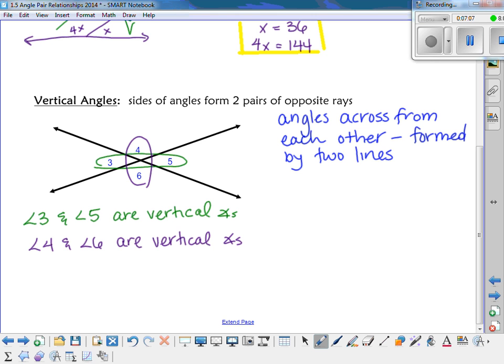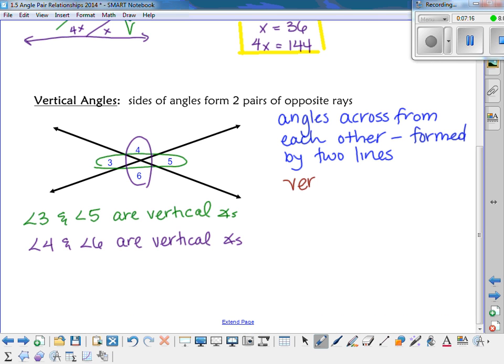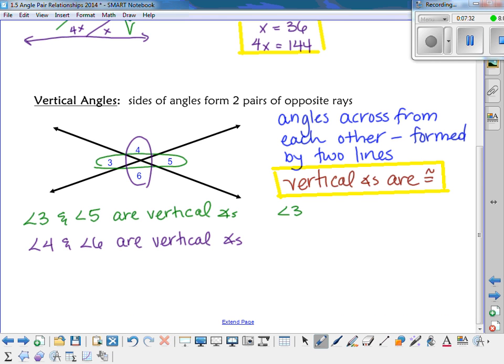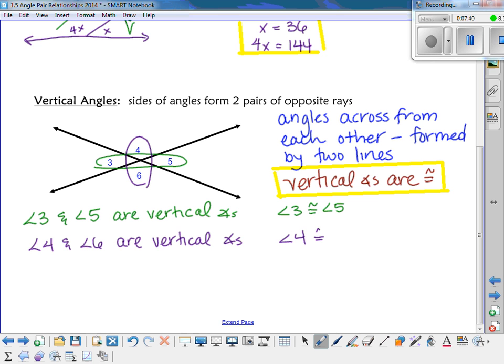Well, one of the things about vertical angles is that they are congruent to each other. So that's another theorem you're going to need to know. Vertical angles are congruent. So again, you're going to probably want to highlight that one in your notes. That's one you're going to be using a lot down the road. So since I know vertical angles are congruent, I can say angle 3 is congruent to angle 5. And I can say angle 4 is congruent to angle 6.